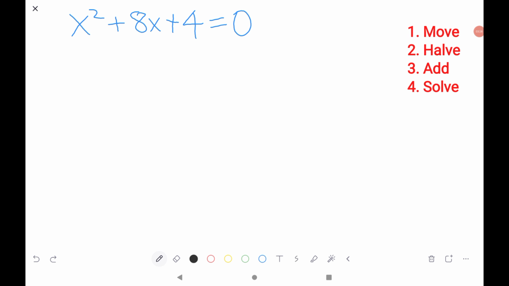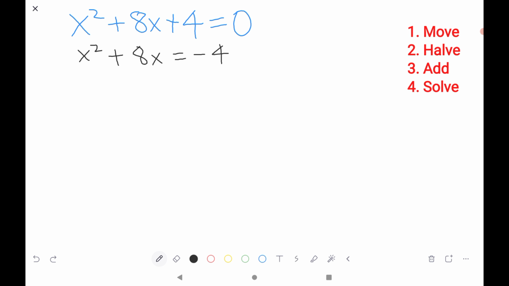Now let's move on to the next worked example. So again, we'll start with step number 1, which is move. We just want to move the constant term, which in this case is 4, to the other side. So the plus 4 becomes a minus 4 when we move it to the right-hand side.